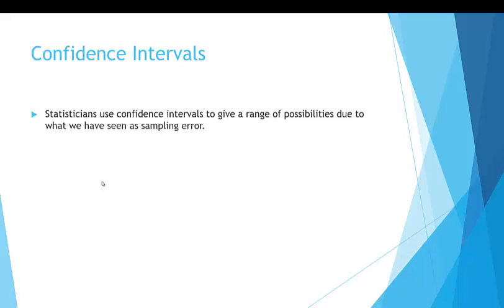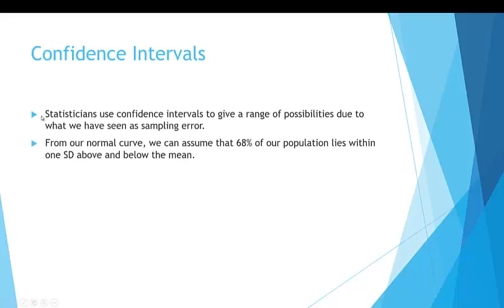So how is that done? Well, the reason we do it again is because we know there's error. So how do we do it? From our normal curve, we can assume that 68% of our population lies within one standard deviation above and below. And remember, from the central limit theorem, we said that the more samples we get and the larger our samples are, that our population mean and our sample mean are equal. Important assumption that we have to make to do this.